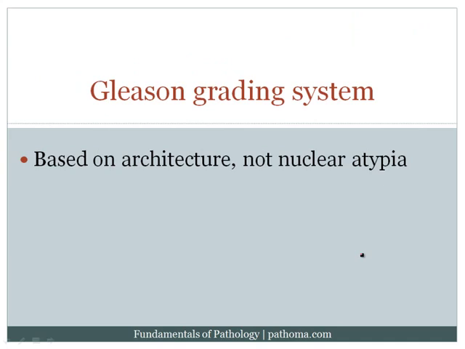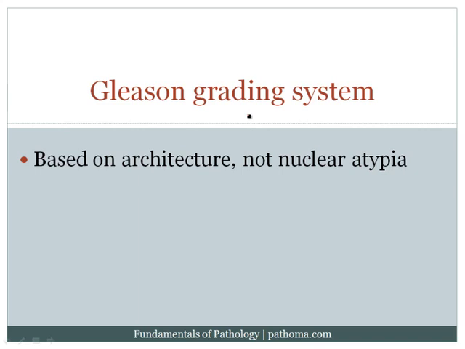The grading of prostate cancer occurs via the Gleason grading system. Very high yield to note that the Gleason grading system is based on architecture alone, and that nuclear atypia is not considered in the Gleason grading system. In order to perform the grading, multiple regions of the tumor are assessed. Now the reason for this is that there is high variability in the architecture of prostate cancer across the tumor.